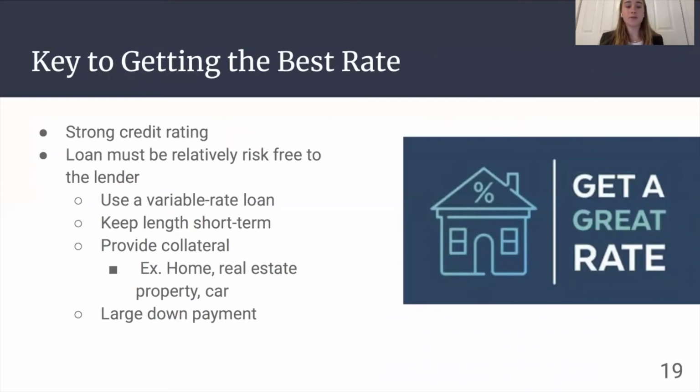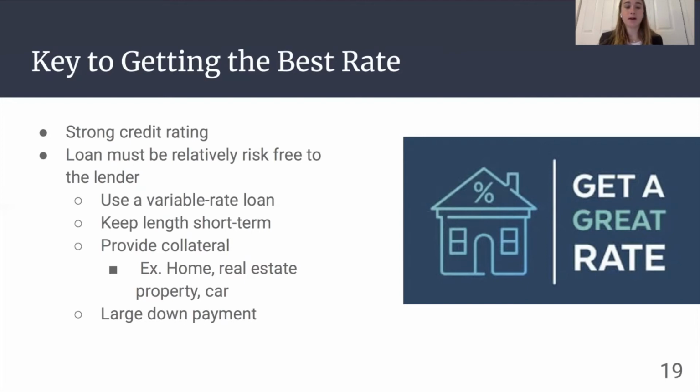You want to also keep the length of the loan short term because the interest rate will decrease as the length of the loan and the time left on it decreases. And there's also less of a chance that you default on the loan and that a financial crisis or emergency will come up where you cannot pay.